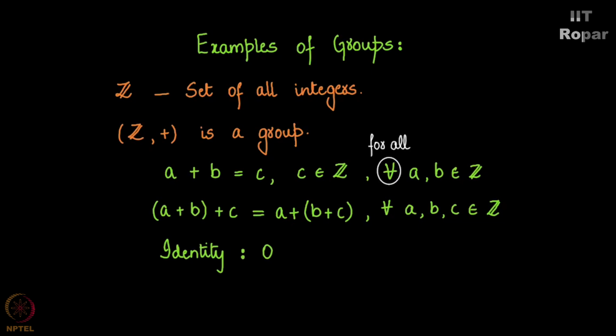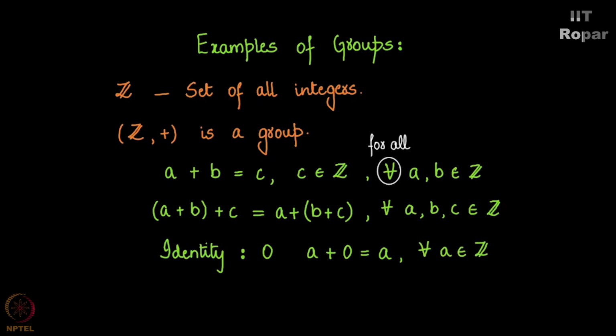Now, what is the identity here? It is 0. Why? For every a in the group, that is in the integers, when you add 0 to any integer, what do you get? You get back the original integer. This is true for every a belonging to Z.